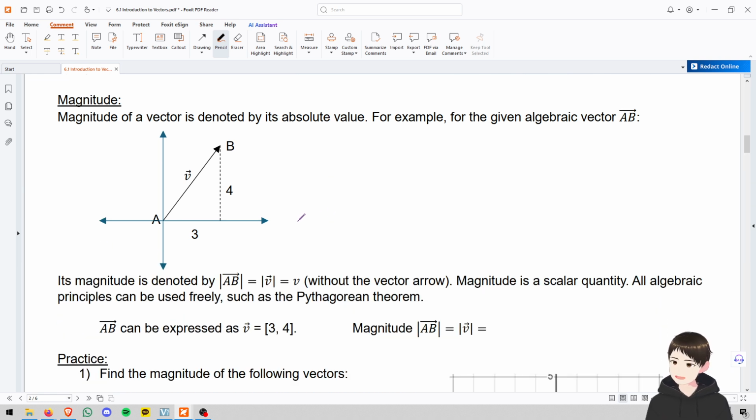Magnitude. Magnitude is also very intuitive. I'm literally asking, hey, what's the distance between here and here? And you might have guessed, when I draw the horizontal and vertical components as dotted lines, it creates a 90-degree triangle. And how do we find the side opposite of the 90-degree angle in a 90-degree triangle? Pythagorean theorem. That's right. Magnitude of a vector is denoted by its absolute value.